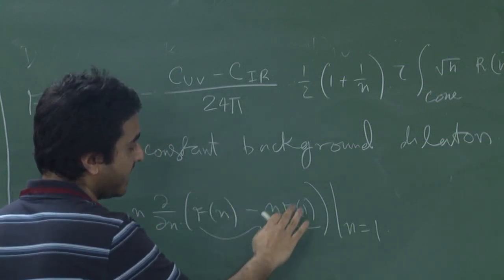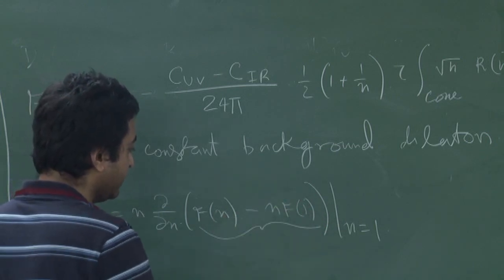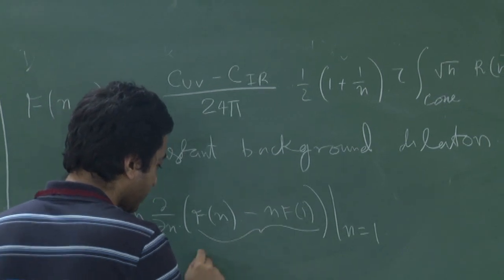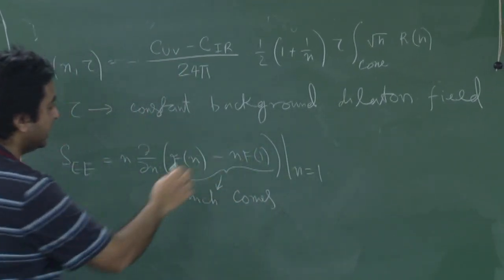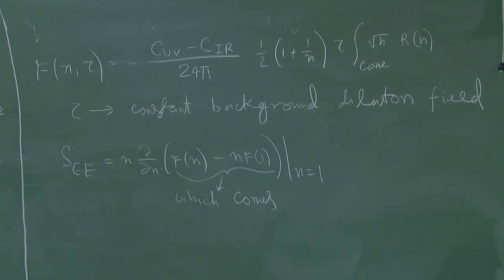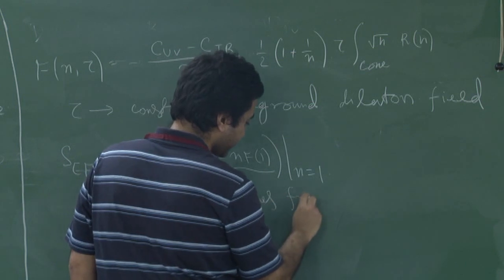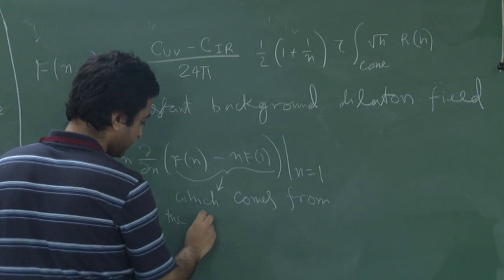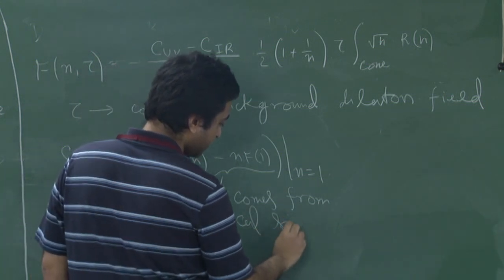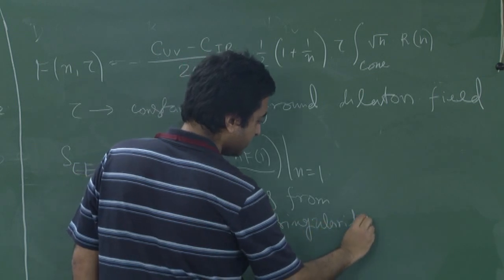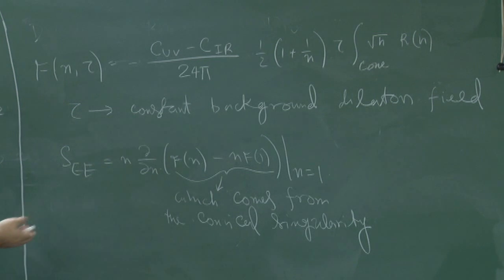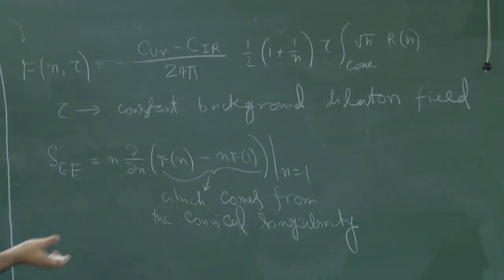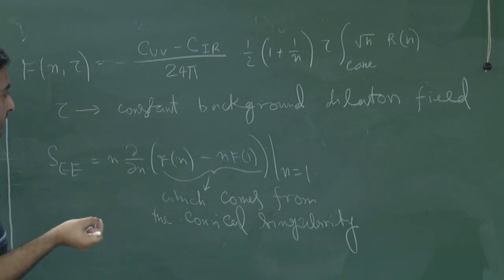Now, the role of this difference: you have f of n and then you are subtracting n times f1. The role of this subtraction is that roughly you can say this is the contribution which comes purely from the conical singularity. So once you subtract n times f1, this cancels all the bulk contribution of the free energy. That is quite intuitive also, because you expect that the bulk free energy will not contribute anything, and the entanglement entropy will come only from the conical singularity part.